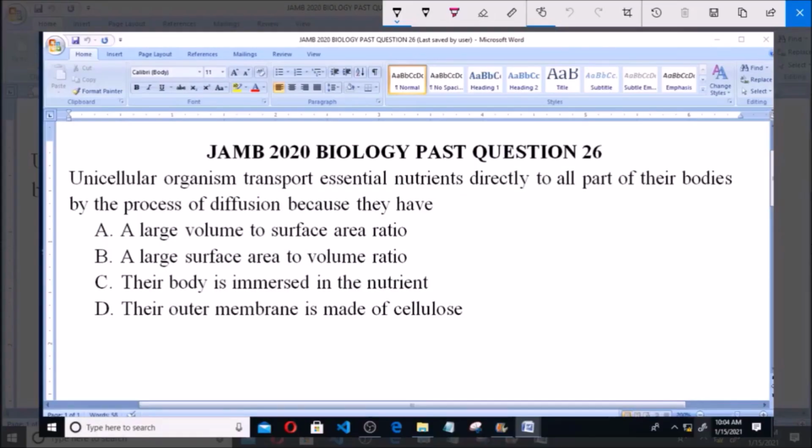I'll be answering JAMB 2020 Biology Past Question 26. Unicellular organisms transport essential nutrients directly to all parts of their bodies by the process of diffusion because they have A. a large volume to surface area ratio, B. a large surface area to volume ratio, C. their body is immersed in the nutrients, and D. their outer membrane is made of cellulose.